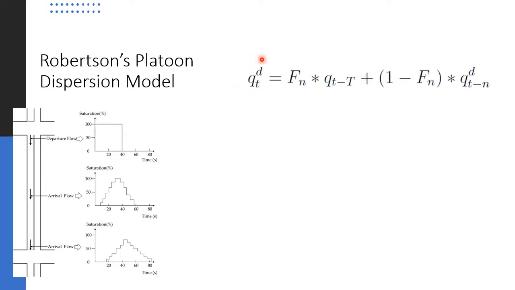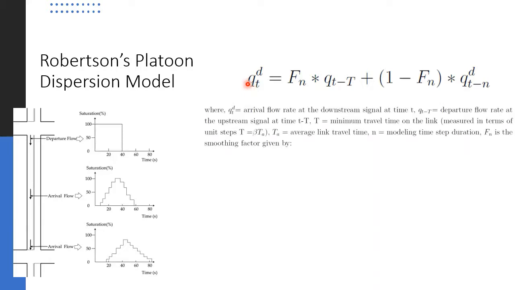So here, what is the left hand side? Q d t. Q usually represents a flow from a traffic engineering perspective. The superscript d represents the downstream end. So Q is the flow at the downstream intersection at any time t. The left hand side of this equation is the flow at the downstream signal at time t, which we are going to model.